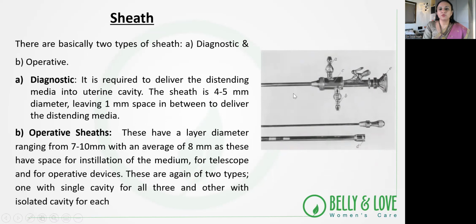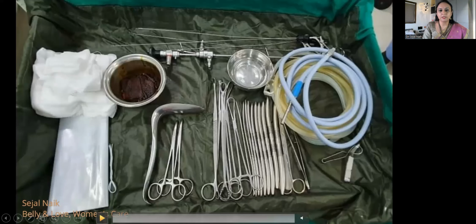So it consists of 4 to 5 mm of the diagnostic sheet, and there can be operative sheets where there can be a single compartment, where the irrigation and the outflow and a working element are in the same compartment, or there can be separate compartments where the inflow and outflow are different channels, and the working compartment is also different. Now, this is the video showing the instruments and how to assemble your hysteroscope.